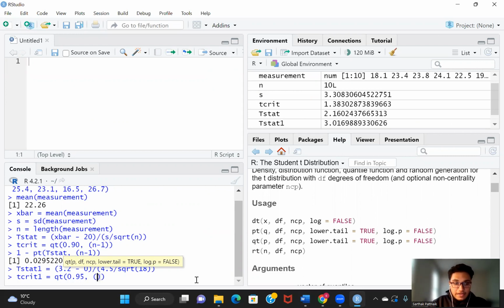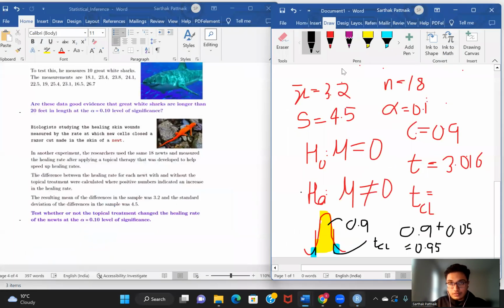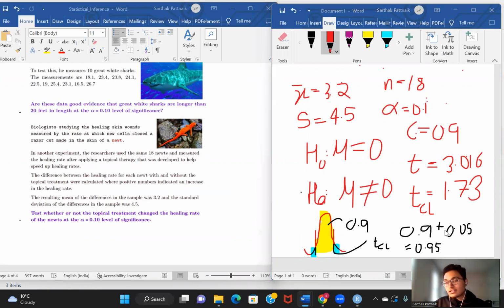How many observations do I have? I have 18 observations. So 18 minus 1. So T crit 1 is coming out to be 1.73. Again, you can see in this case, my T value is greater than T critical, and therefore, in this case also, I have sufficient evidence to reject the null hypothesis.